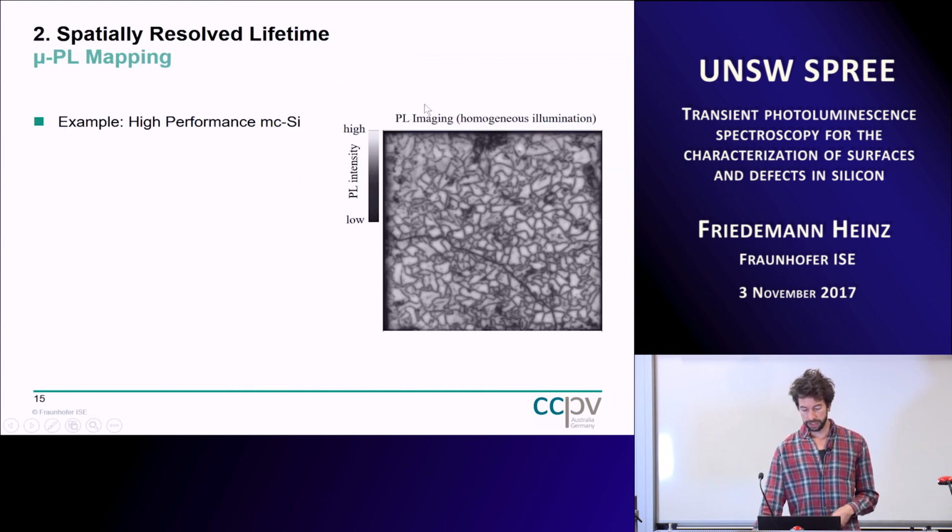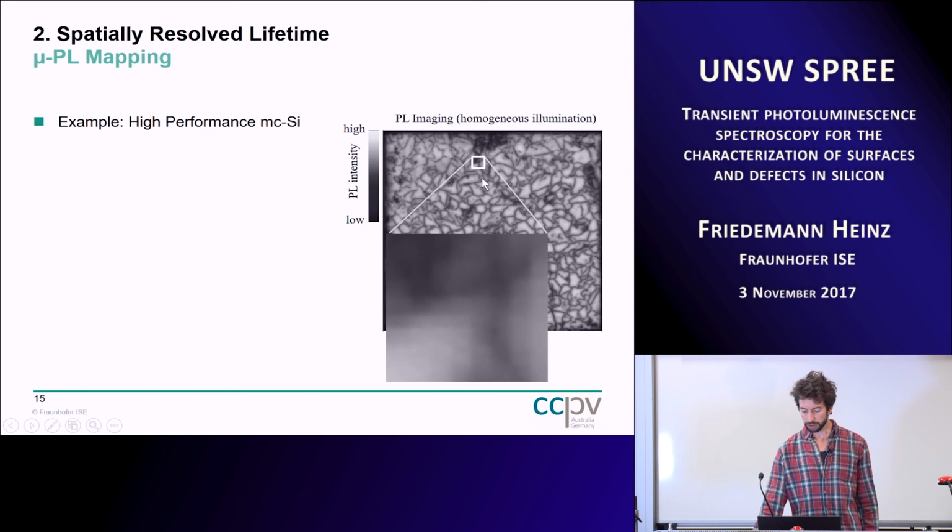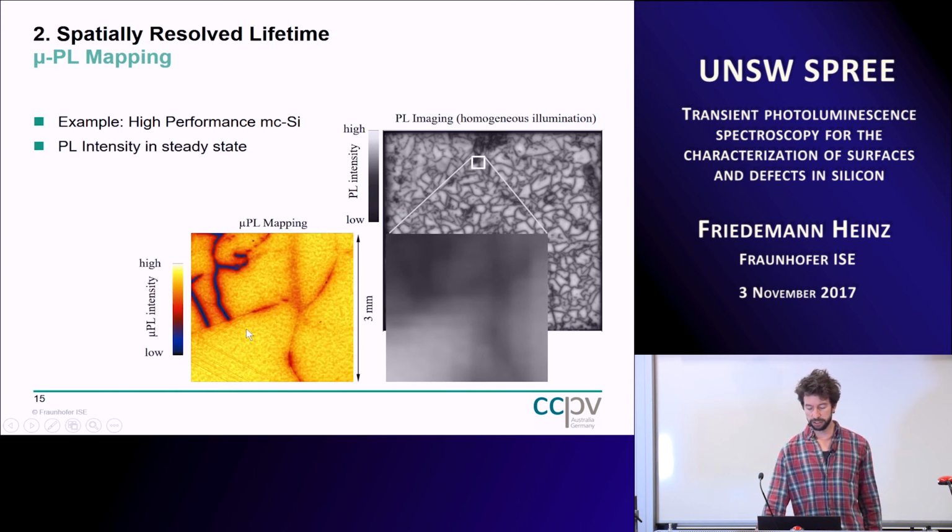So let's show an example. Here on the right you see a photoluminescence image. The PL intensity is focused here to a small 3 × 3 millimeter area, and it's kind of blurred. They have a lot of lateral diffusion. Compared to a microphotoluminescence map, we can see here a lot more details. But again, up to now it was hard to write here a lifetime instead of the photoluminescence intensity.